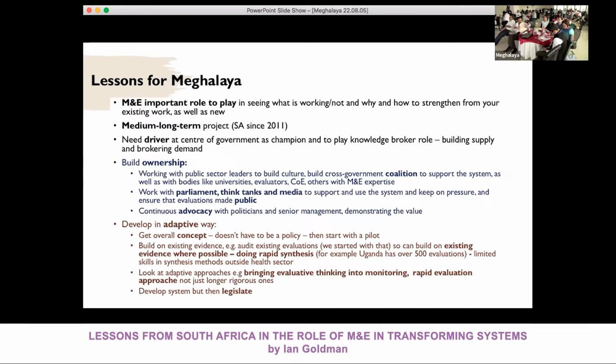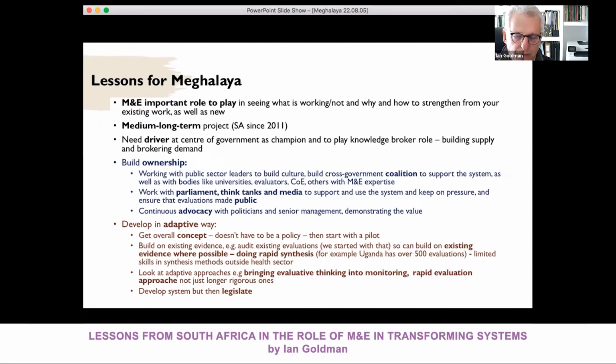And finally, it's very important that you develop the system in an adaptive way. All too often, I'm looking at countries where they're trying to develop all the bits of paper first before they actually do anything. And actually, I think that's the wrong way to develop a system. You need to get to pilot and get going in the system, to prototype, to build the type of system that you know is relevant. Otherwise, you move into the isomorphic mimicry type model. So it's important to get some form of overall concept in the beginning.